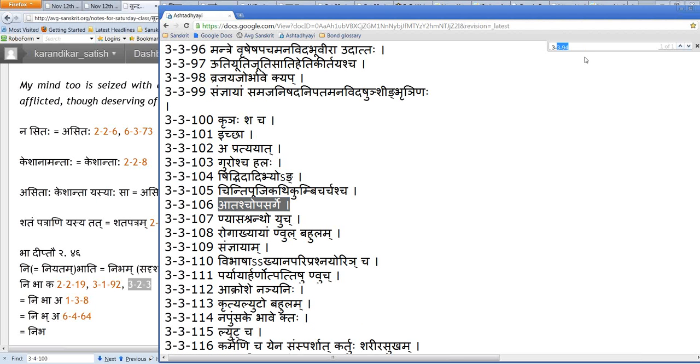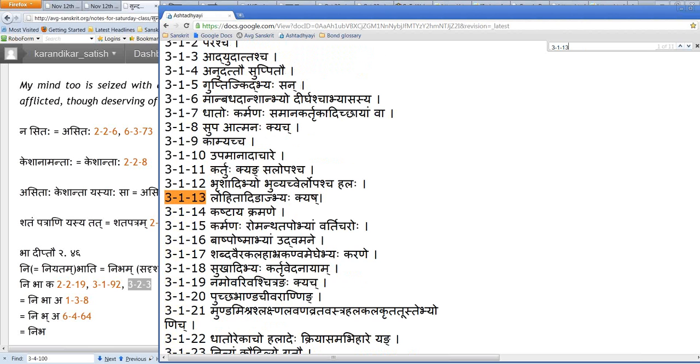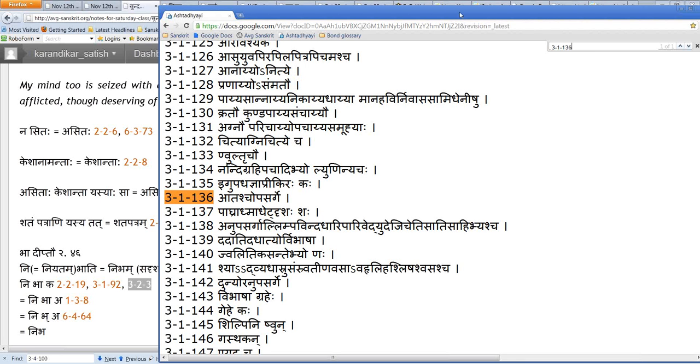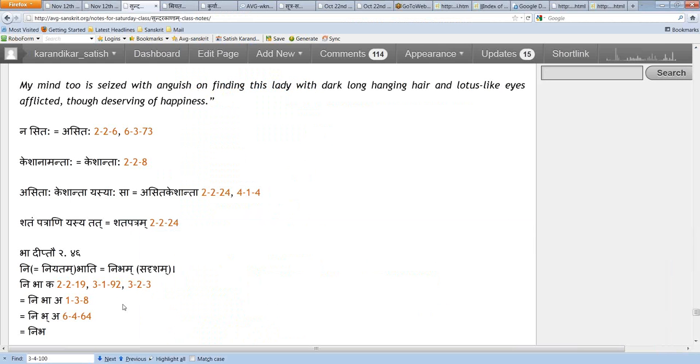So can you correct the number, please, Ravi? Can you edit that one, please? 3-1-136 is what we need. Okay, so correct. It is Upapada Samasa because it says Upasarge. So 3-3 is not the right number. This should be 3-1-136. So we get the ka pratyaya, anubandha lopa, tasya lopaha.